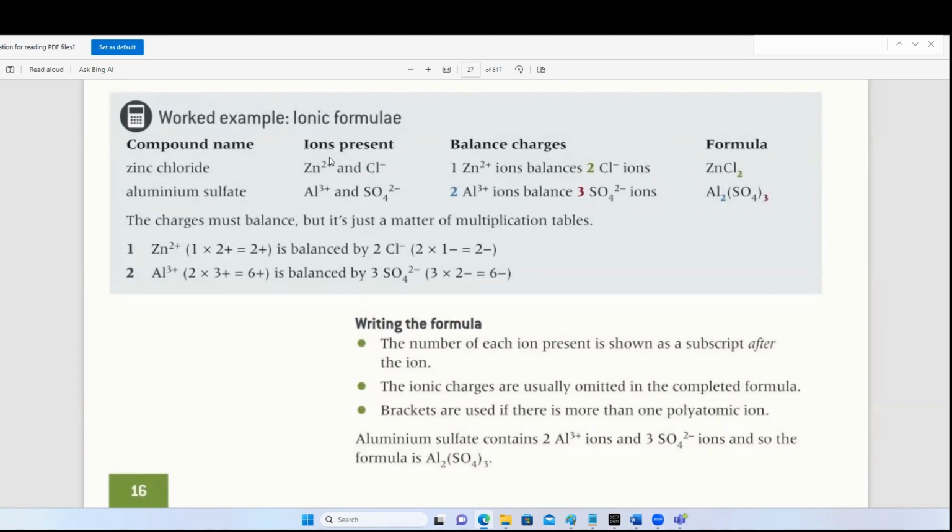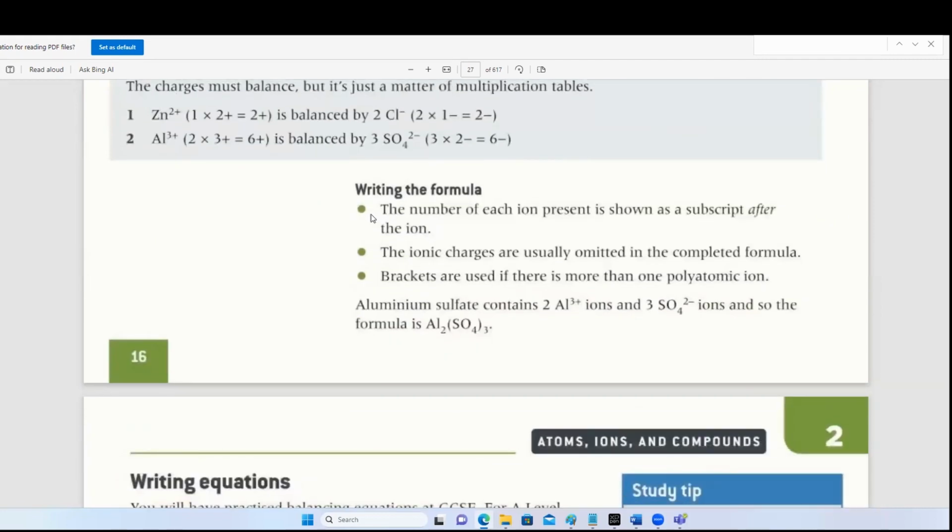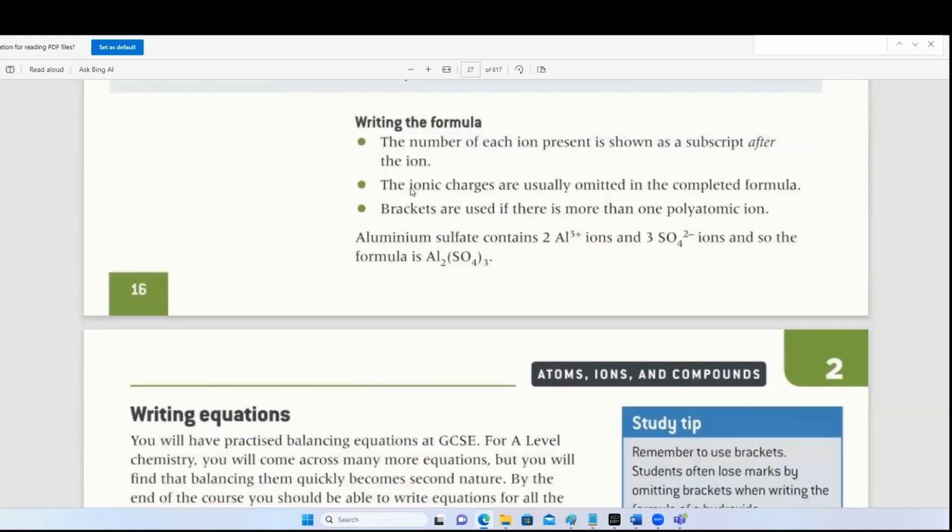So it says zinc chloride, for example, you have zinc and chlorine. We know that zinc is two positive and chlorine is just one negative charge. So one zinc ion balances two chlorine ions because one chlorine is one negative charge, so we will need two of them. So that's why they have written zinc chloride like ZnCl2. So I'm just going to skip the other ones. You get the point, right? All right.